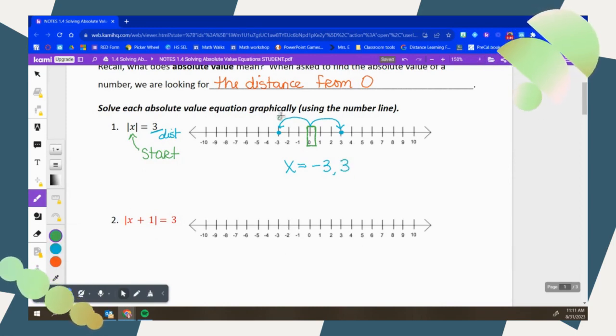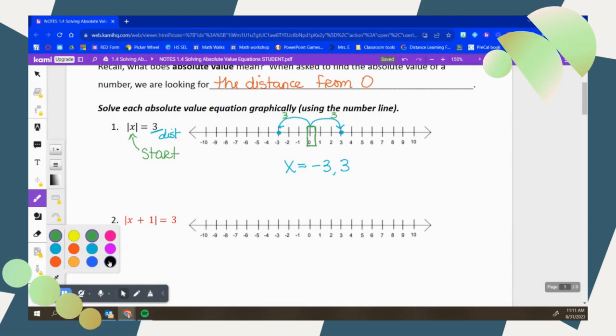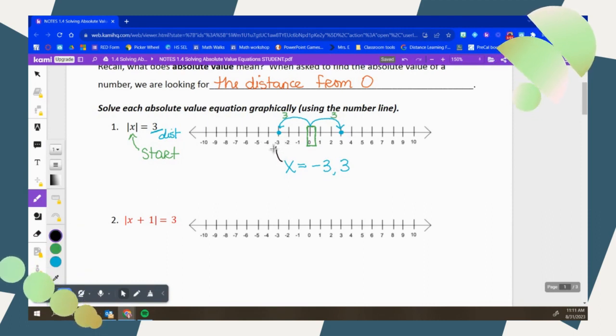Again, this up here is my distance of 3. That's what the arrows represent. The dots down here are my solutions. Does that make sense? Are you guys okay with me so far? Let's try another one.